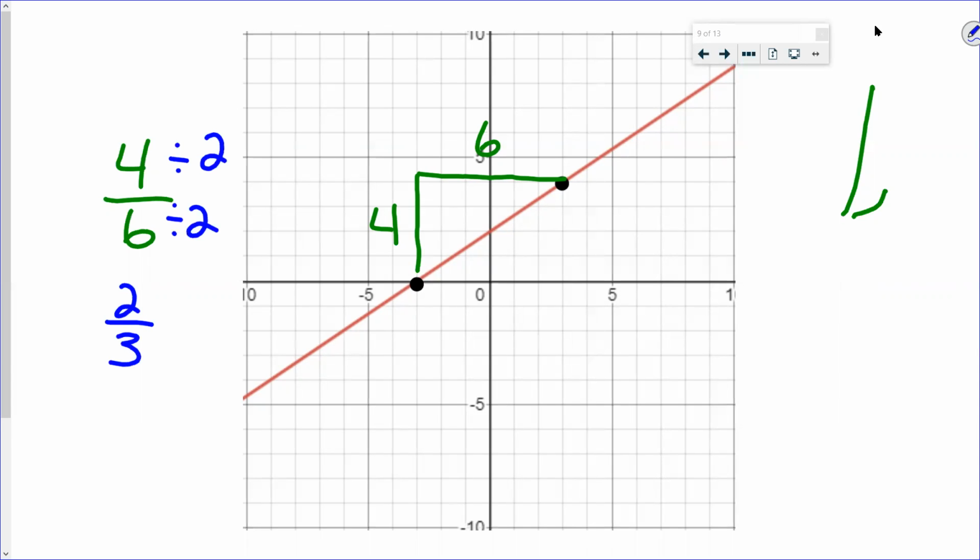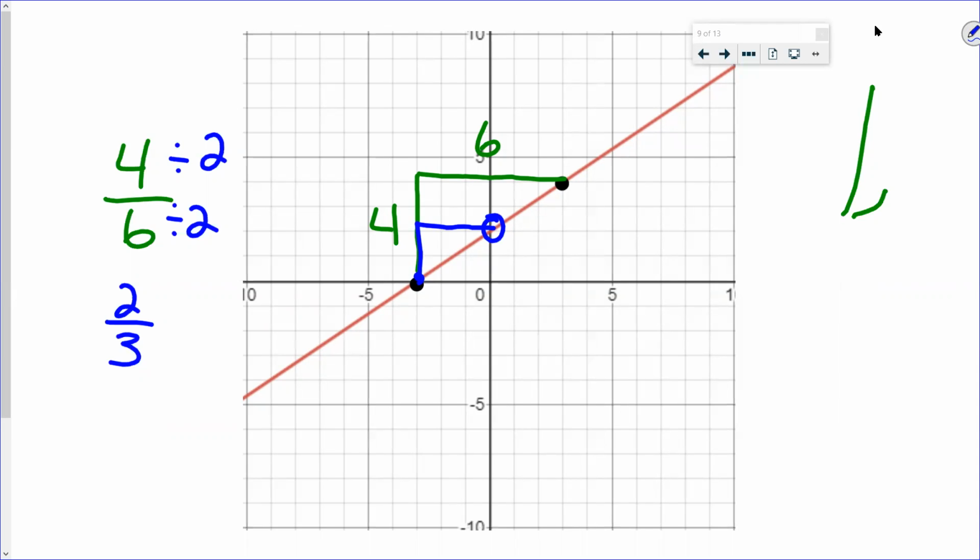You may go, but Mr. Harris, to get from this point to that point, we had to go 4, 6. Well, I could also start at this first point again and go up 2, and if I ran 3, 1, 2, 3, you can see I hit that line.